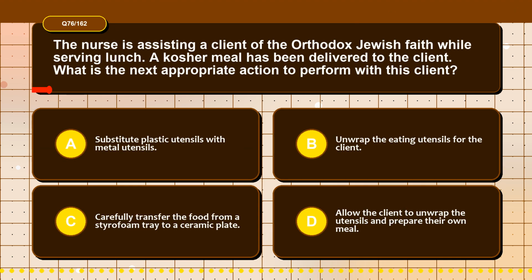Question 76. The nurse is assisting a client of the Orthodox Jewish faith while serving lunch. A kosher meal has been delivered to the client. What is the next appropriate action to perform with this client? Here are the options. Option A. Substitute plastic utensils with metal utensils. Option B. Unwrap the eating utensils for the client. Option C. Carefully transfer the food from a styrofoam tray to a ceramic plate. Option D. Allow the client to unwrap the utensils and prepare their own meal.